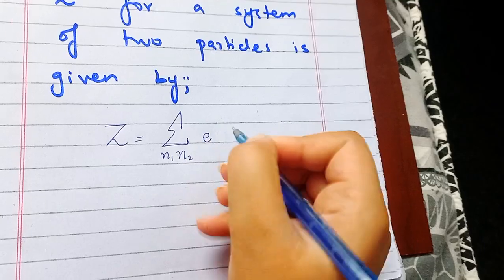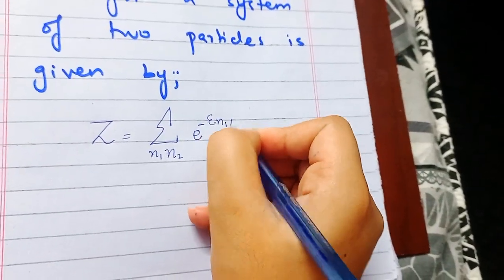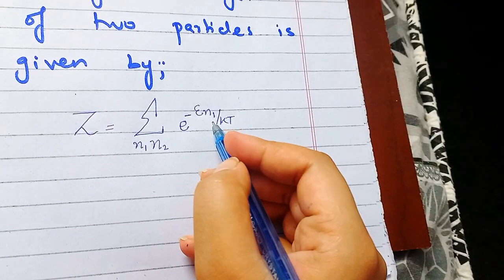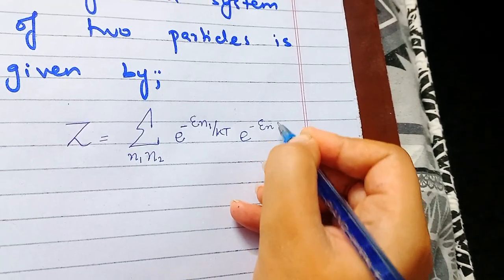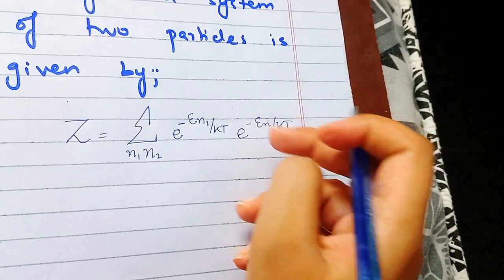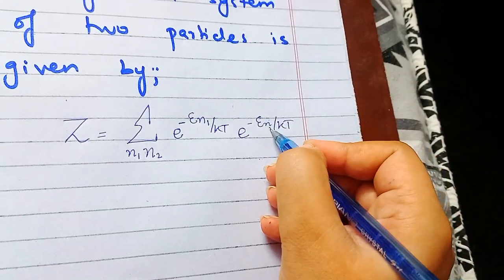Then we have this exponential factor, the usual one, for the energies of the first particle, multiplied by the exponential factor of the second particle, e to the power minus beta E n2.